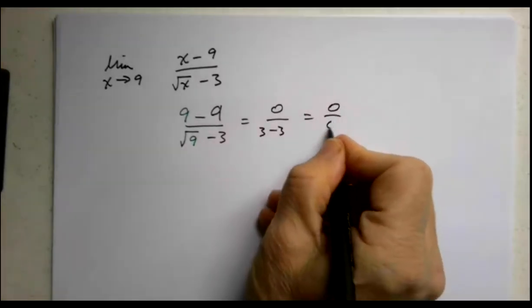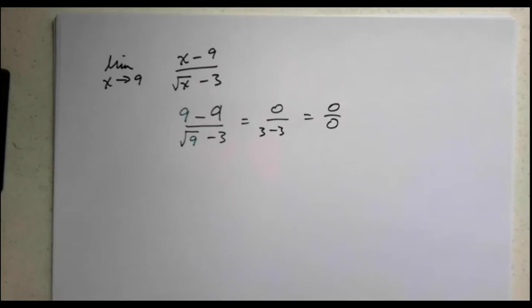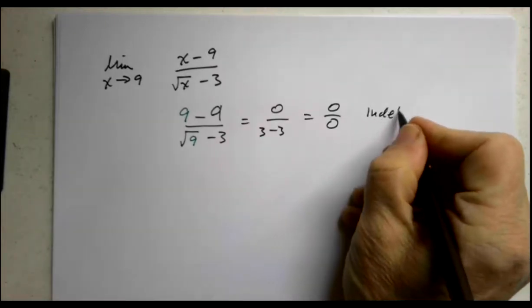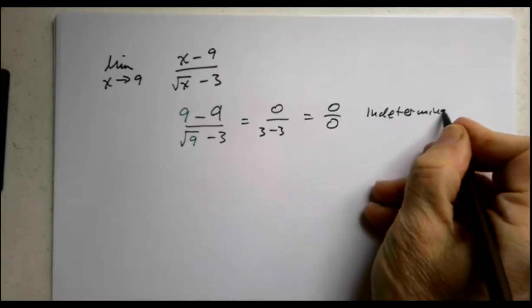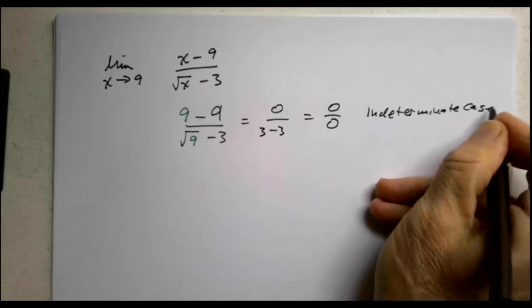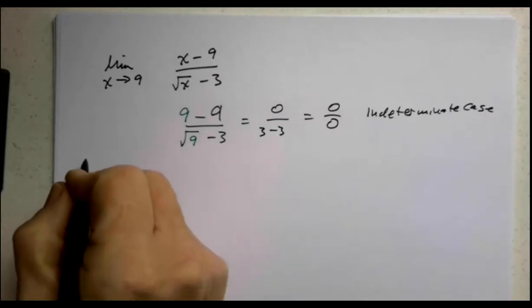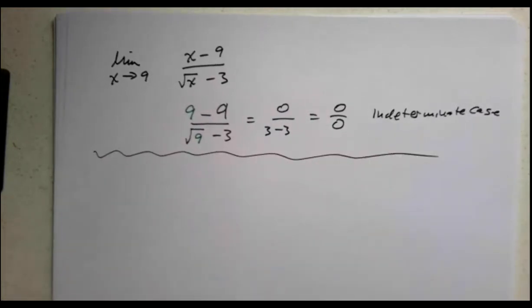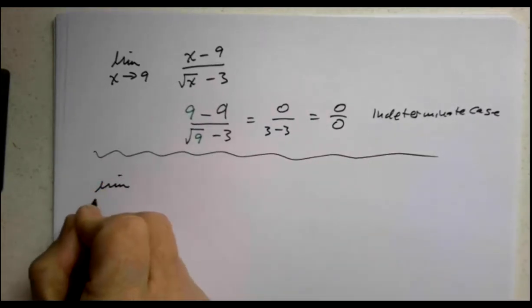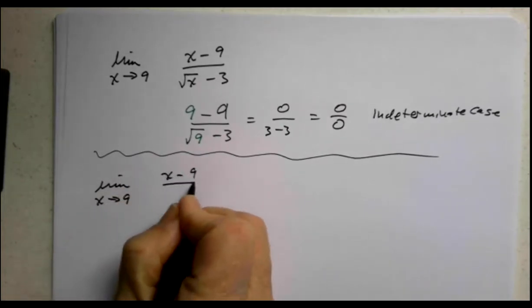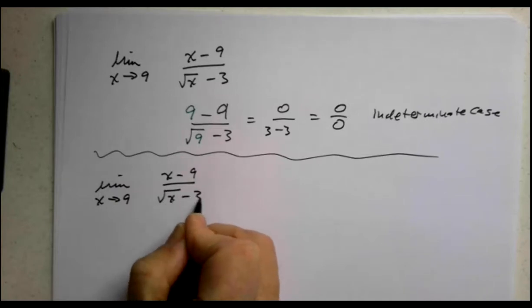And we get 0 over 0, which is a different kind of case than 1 over 0 or 5 over 0. Because 0 over 0 is undetermined. This is an indeterminate case. When you have an indeterminate or an undetermined case, you may indeed have a limit. It's worth your while to go ahead and see if you might have one. So what tool are we going to use here? Limit as x approaches 9 of x minus 9 over root x minus 3.